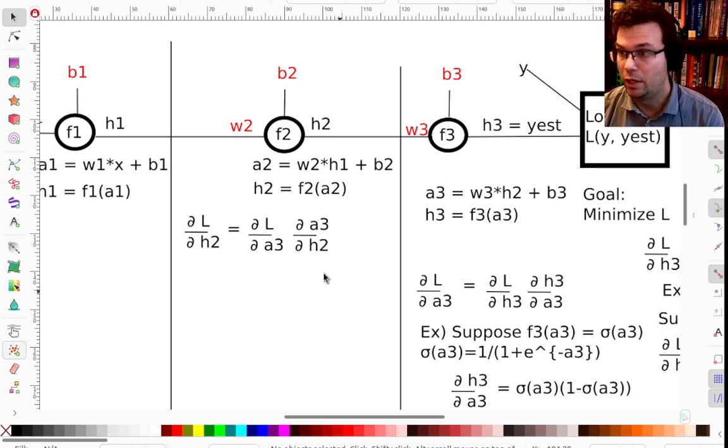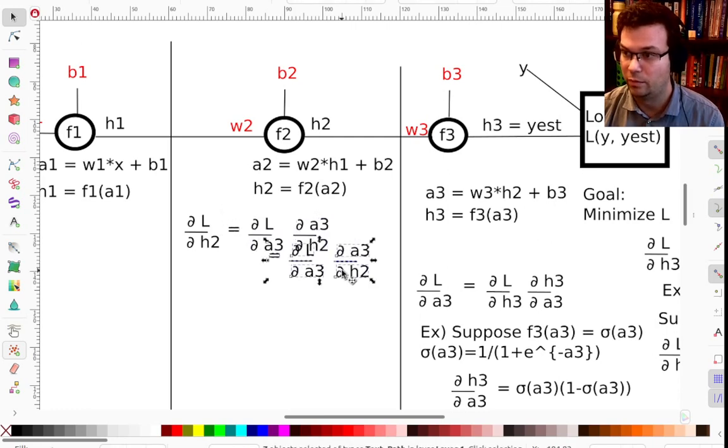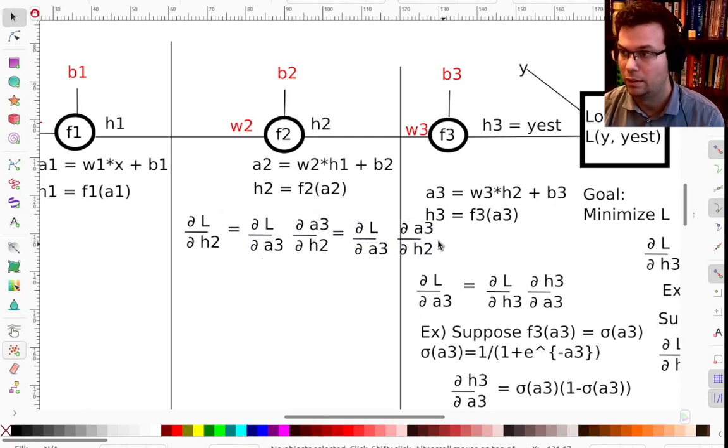Now look at that. The derivative of A3 with respect to H2 is again a nice, just linear equation. So I take the derivative treating B3 as a constant, because the only thing here that's varying is H2. And so the rate of change is just W3, that constant in front of H2. So I can simplify this to dL/dA3 times W3.